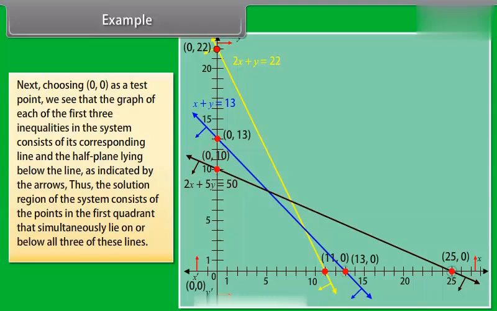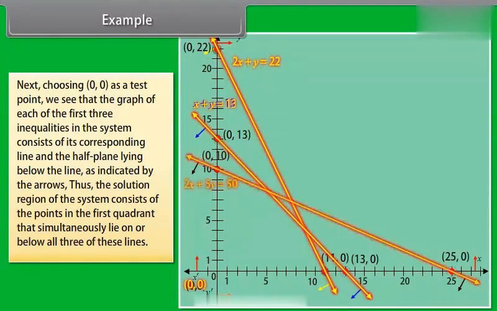Next, choosing (0, 0) as a test point, we see that the graph of each of the first three inequalities in this system consists of its corresponding line and the half-plane below the line, as indicated by the arrows. Thus, the solution region of this system consists of the points in the first quadrant that simultaneously lie on or below all three of these lines.